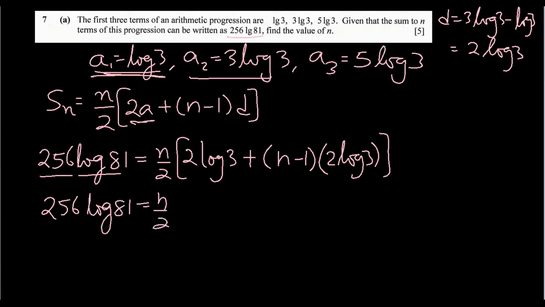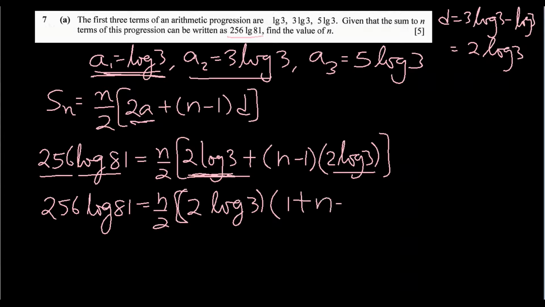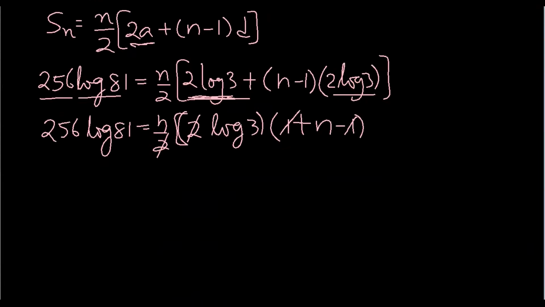equal to n over 2. Now, in this bracket, 2 log 3 and 2 log 3 are common in these two terms. So we can write 2 log 3 as common. And what is left inside? 1 from here and n minus 1 from the other part. Right? Now, this 2 and this 2 we can cancel. They are multiplying, so we can cancel them. This 1 and this 1 is cancelled out. So what are we left with?